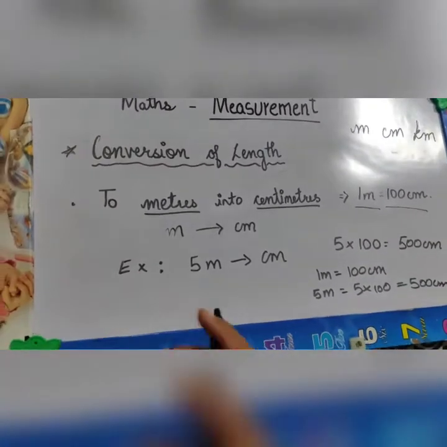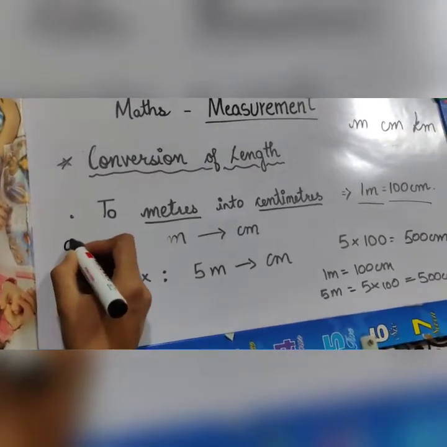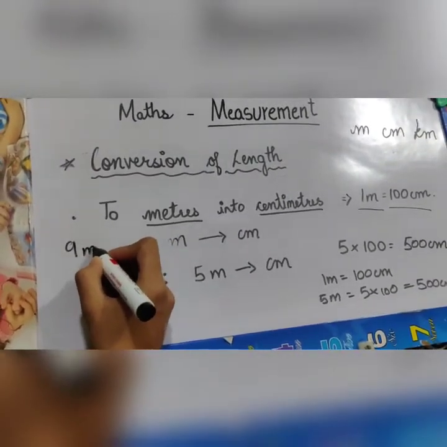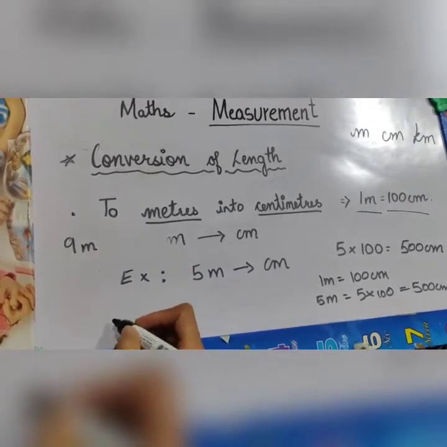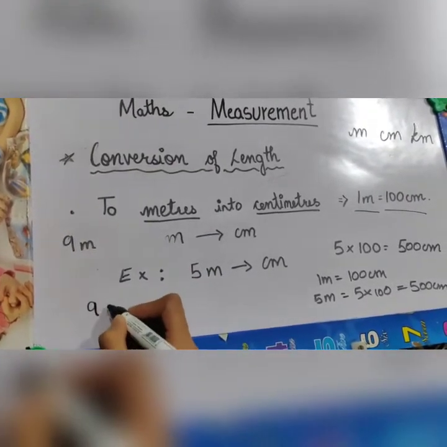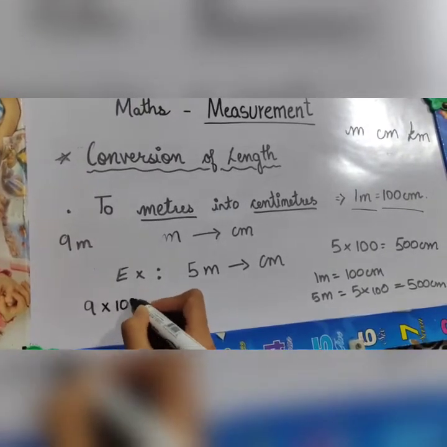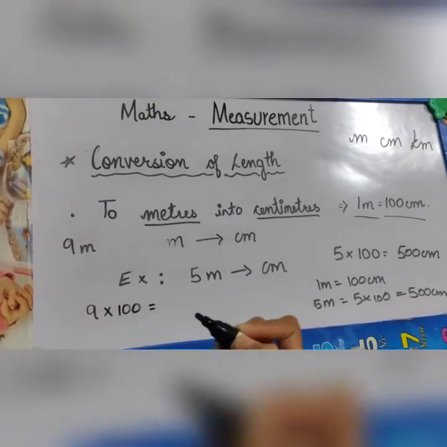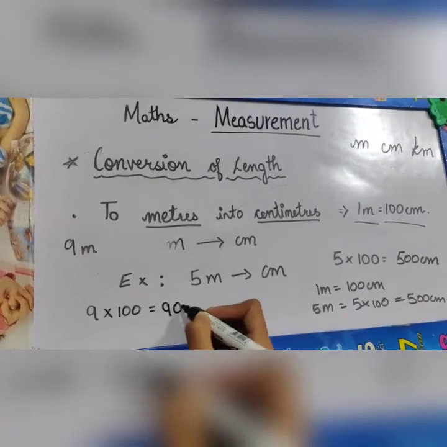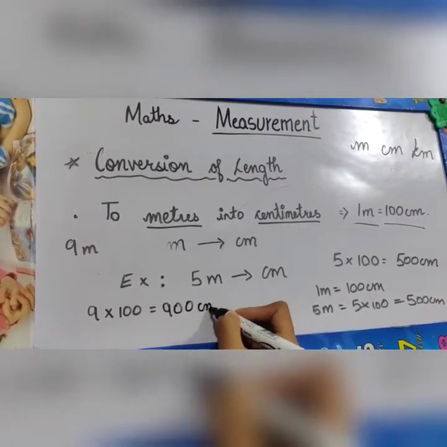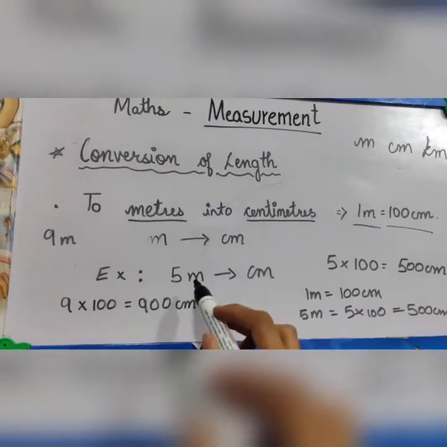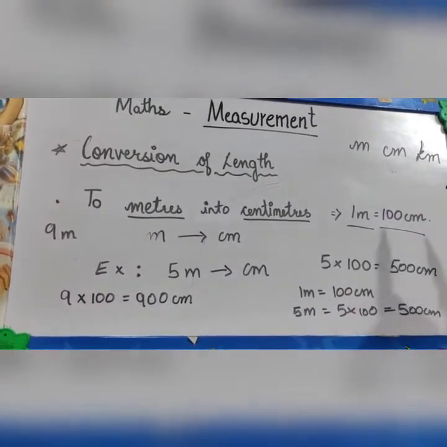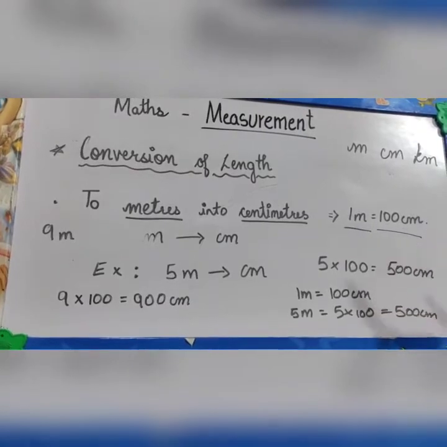So we got our answer as 500 centimeter. Let us take another example. We have measured something that is 9 meter. Now we have to convert it into centimeter. What will we do? We will multiply 9 by 100. So the answer that we get is 900. This will be in centimeter. This is how we convert meter to centimeter, by multiplying the number by 100.